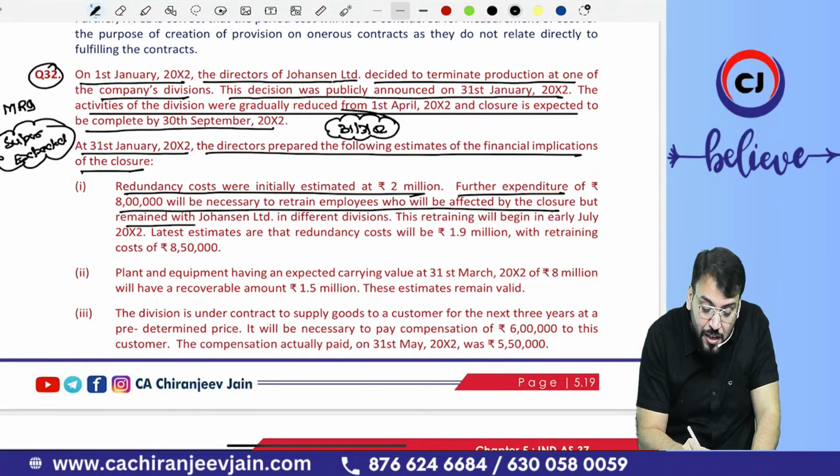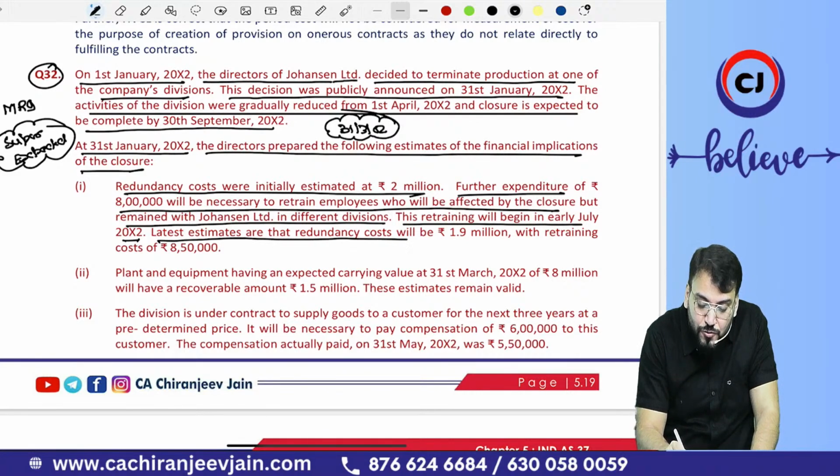who will be affected by the closure but remain with Johansson Limited in a different division. This retraining will begin in early July 2002. The latest estimates are that redundancy cost will be 1.9 million with a retraining cost of 8,50,000.